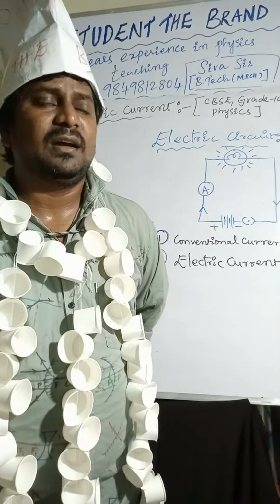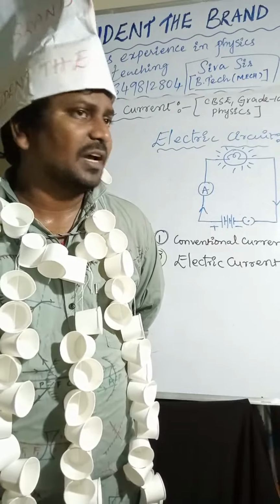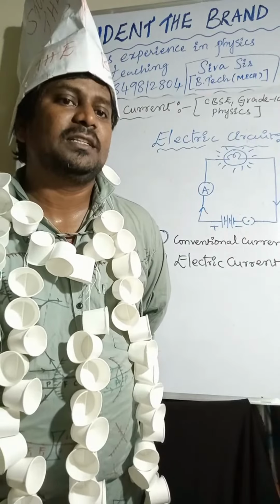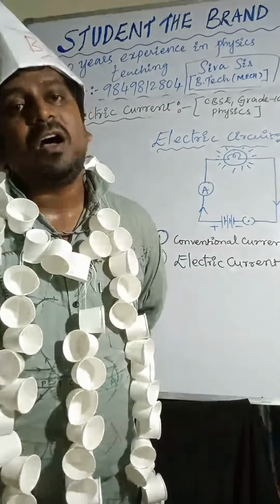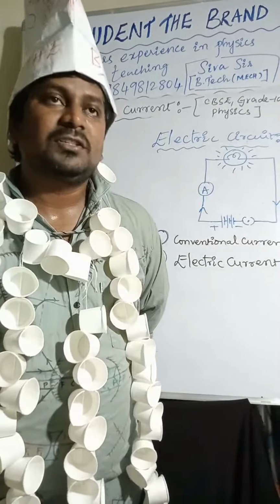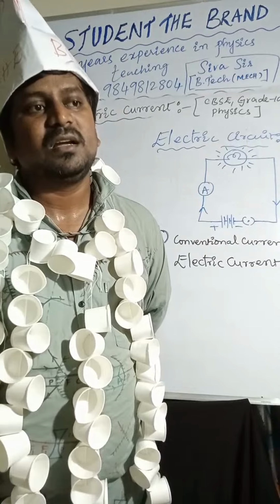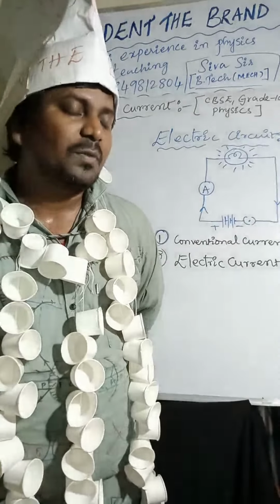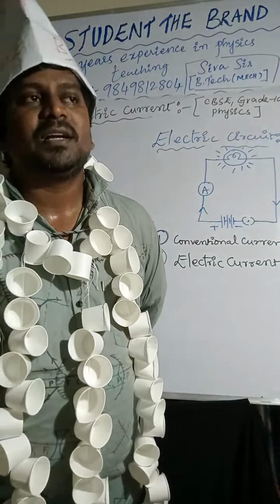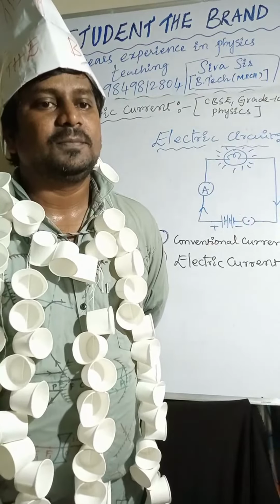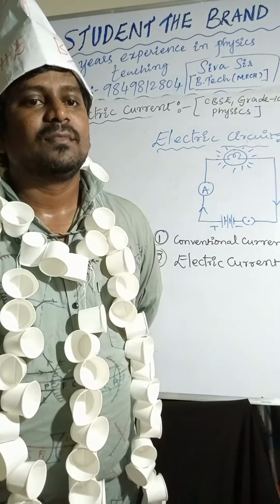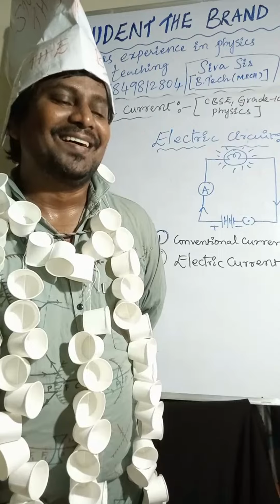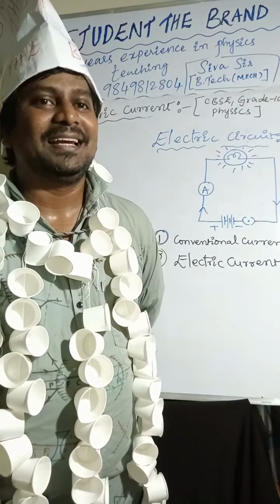After completion of that, we go to conventional current and electric current. The flow of positive charges is considered as conventional current. The flow of positive charges from positive terminal to negative terminal is conventional current. Negative terminal to positive terminal will be considered as electric current. So that is about electric current. I hope it is very clear.